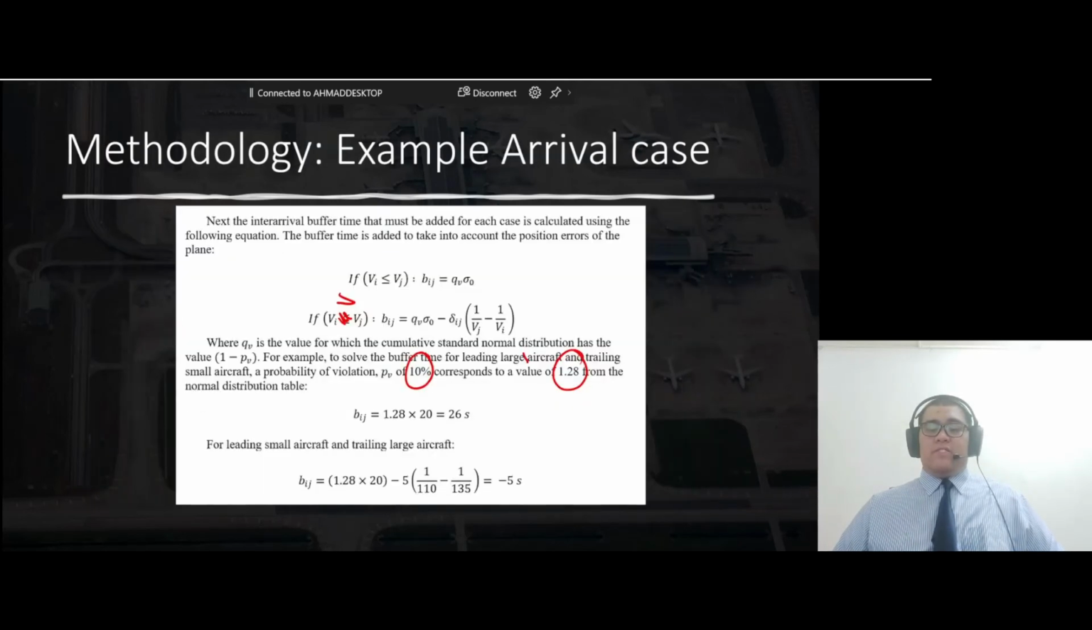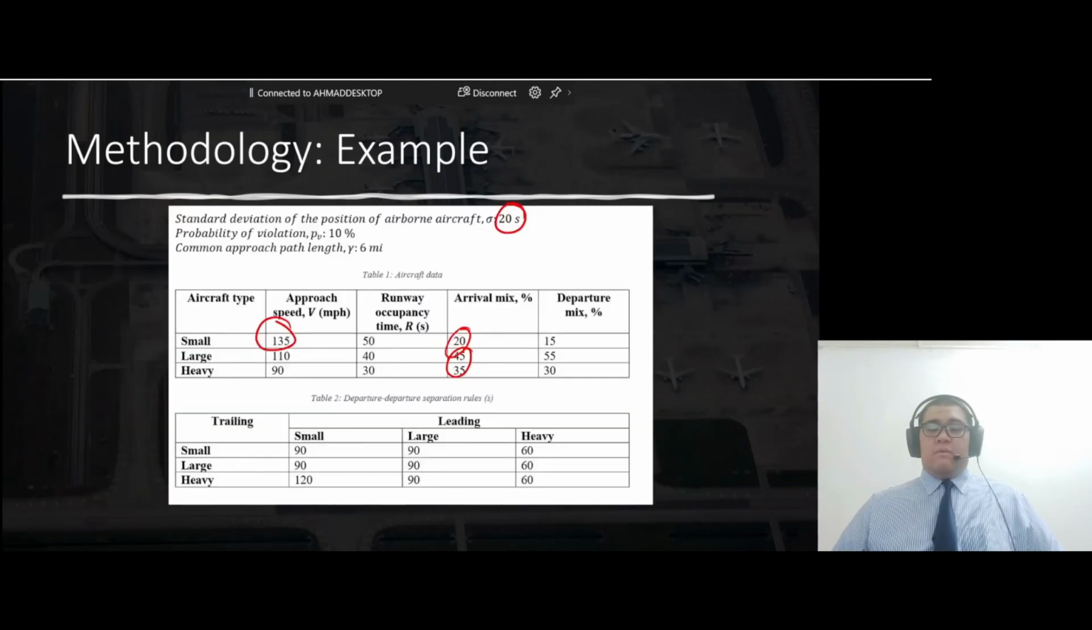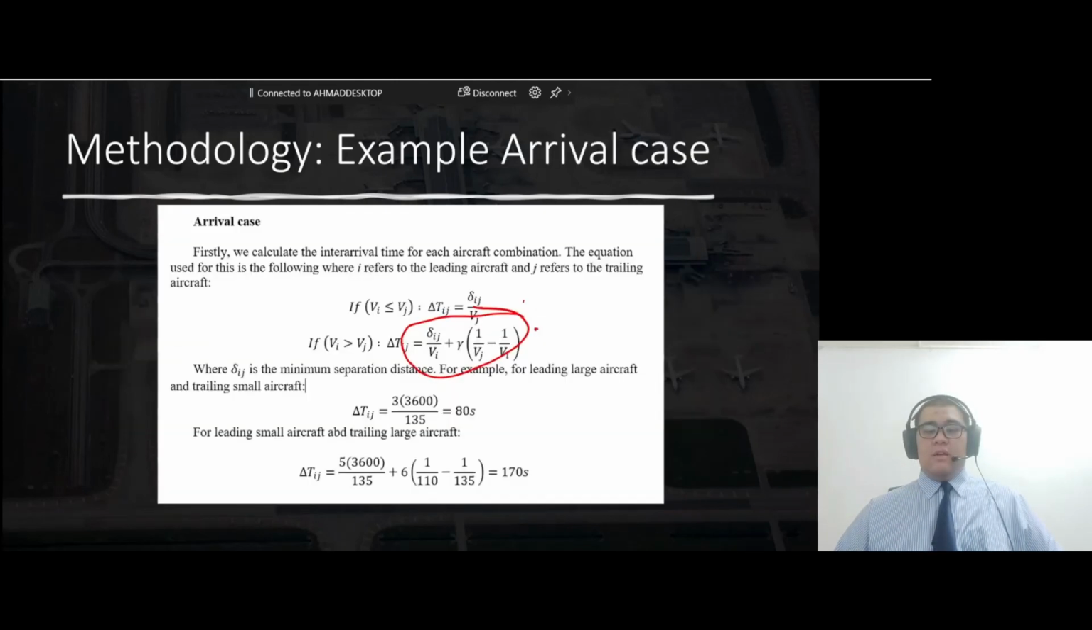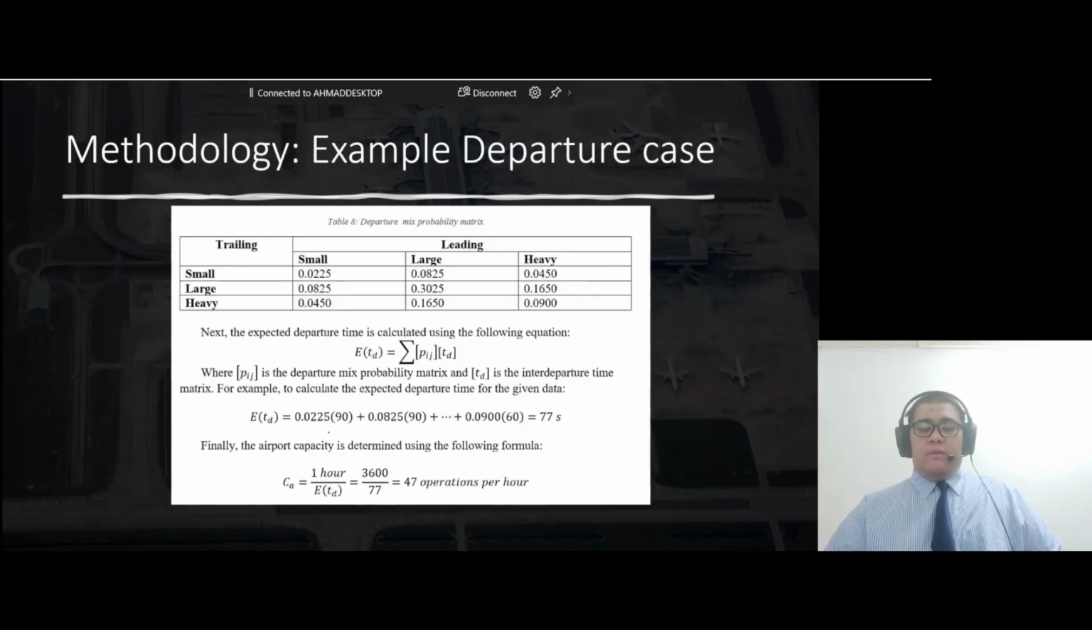with the departure separation rules that we have earlier. So depending on the combination, we take the respective value from this table, and that is why we have 0.0225 times 90 plus 0.08225 times 90. We keep adding all of those, and in the end we get 77 seconds.